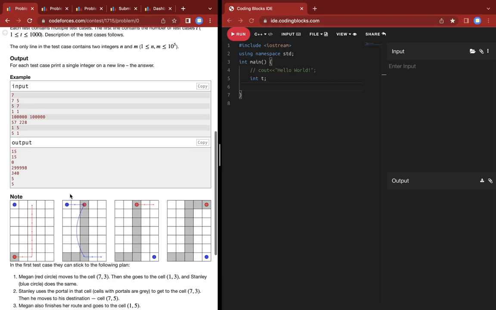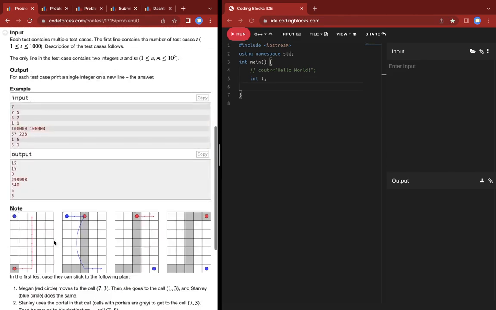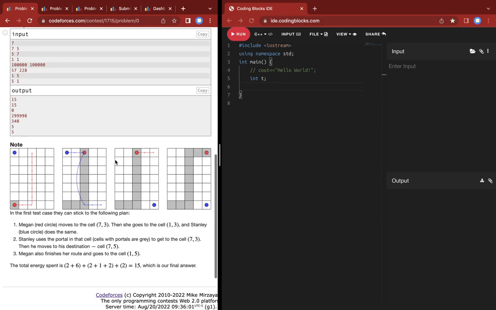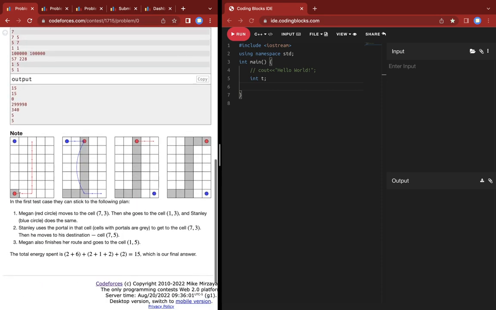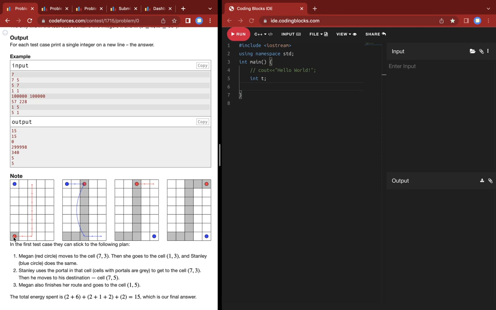So it basically states that there are two people. One has to go from this place to this place, and the second one has to go from this place to this place, and we have to minimize the energy. It takes one energy to travel from one box to another. This guy leaves down some portals wherever he travels, and this guy can travel from one portal to any other portal in one energy. We have to print out the minimum energy that is required to do both things, to reach this guy here and reach this guy here.